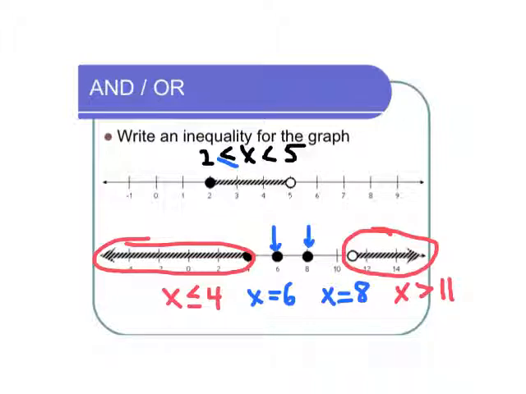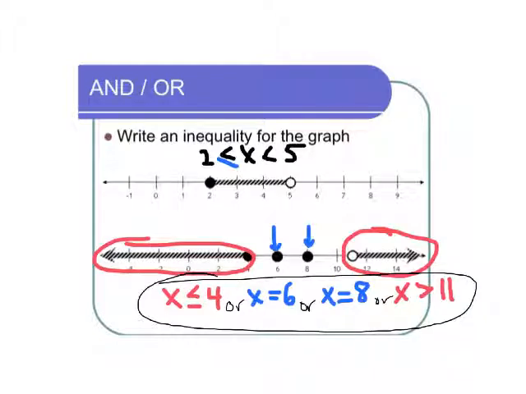And so when we have a whole bunch of different ways to get in, we separate that with the word or. This big, long statement: x is less than or equal to 4, or x is 6, or x is 8, or x is greater than 11. That's our answer. That's a really nasty compound inequality. That's a big answer. I won't give you any of those on your quiz or test, but anyway, that's the extreme example, I guess. So that's and or.